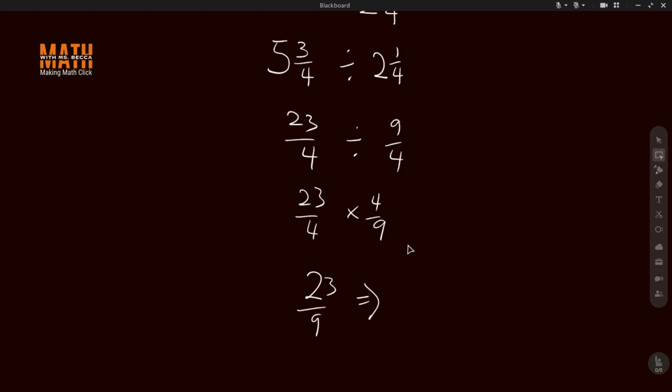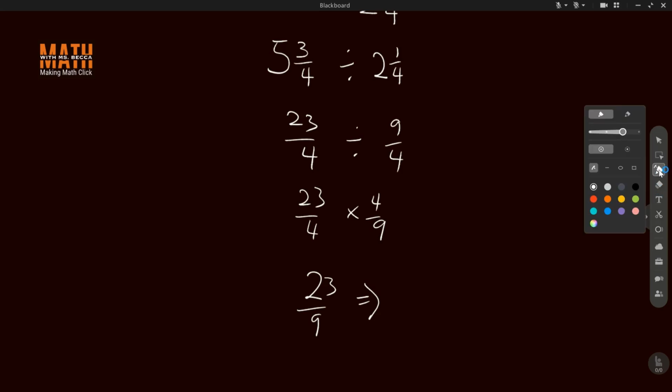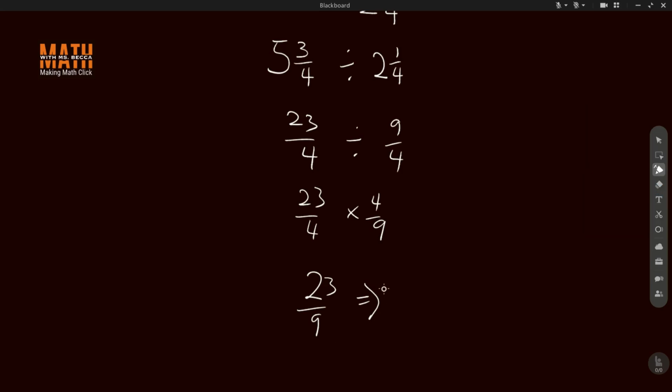How many times will 9 go in 23? It will go 2 times. 9 times 2 is 18. So that's 2 times remainder. 23 minus 18, that's 5. So 2 whole number 5 over 9. And this is the final answer.